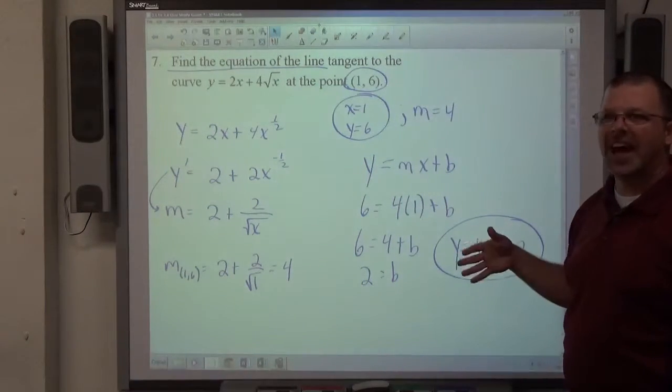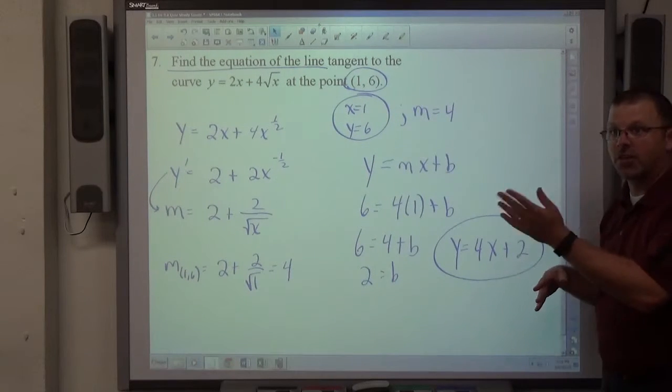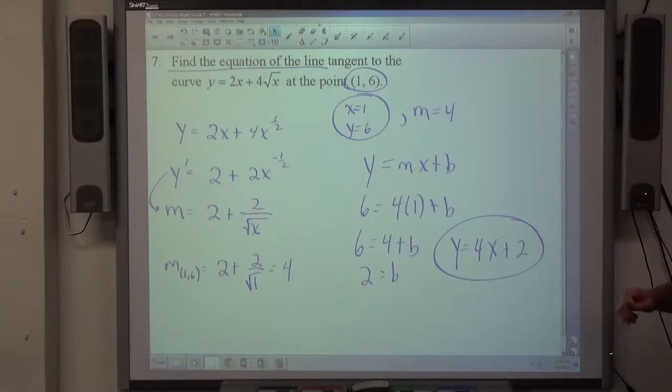Maybe you think the square root of 1 is a half. Whatever causes you to get a wrong answer, just know that if it doesn't look tangent on the graph, then it probably isn't right. So go back to the drawing board.